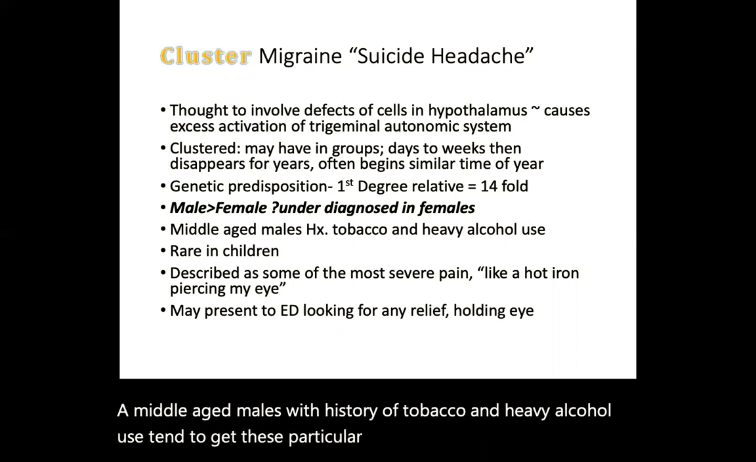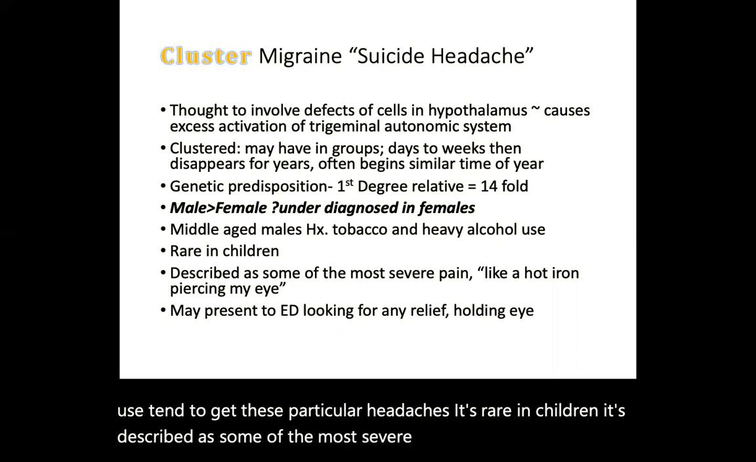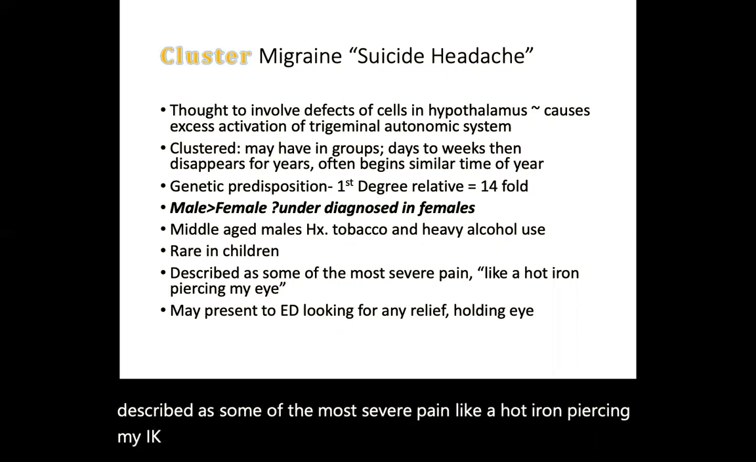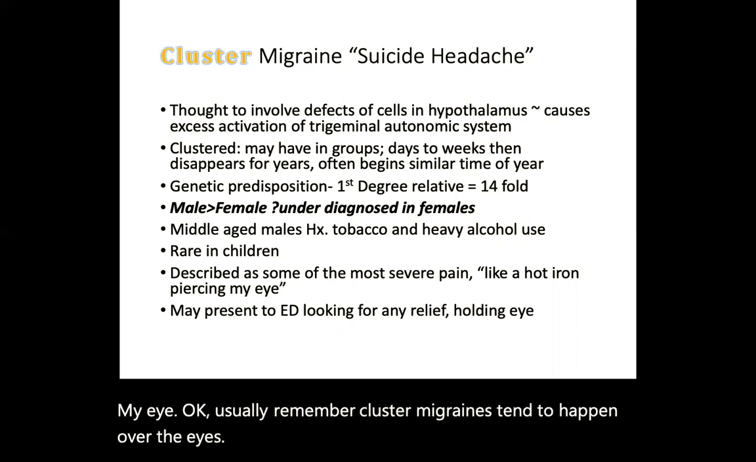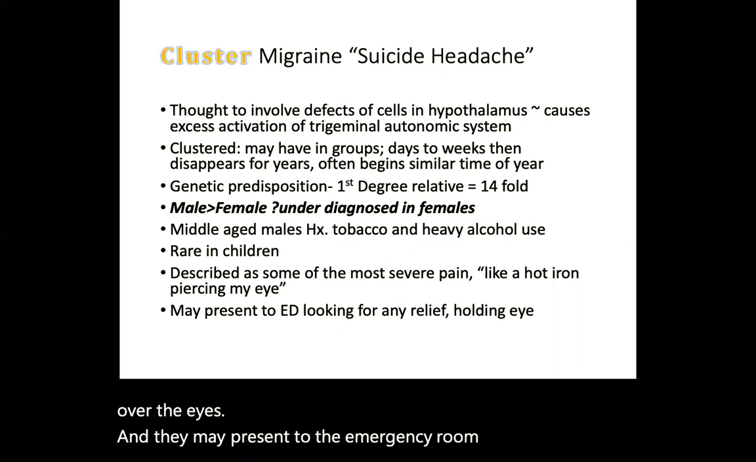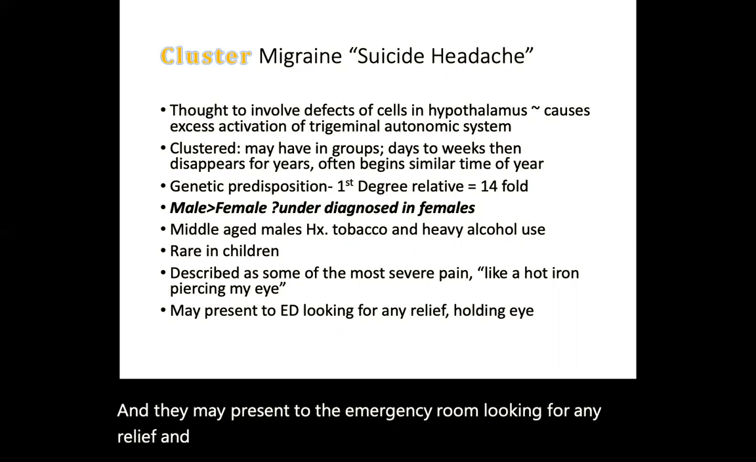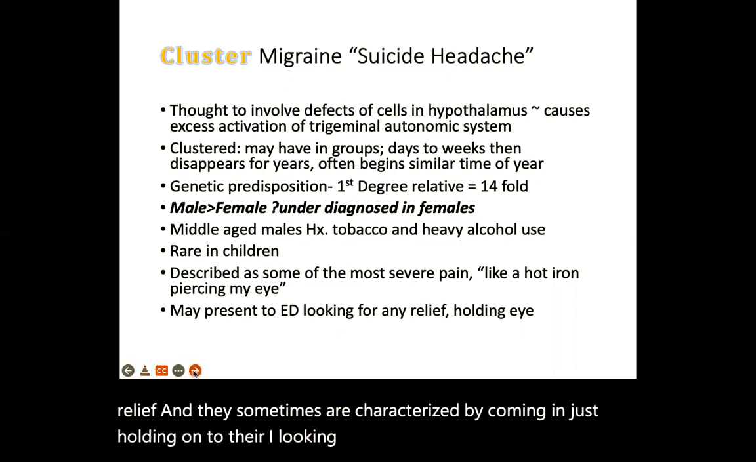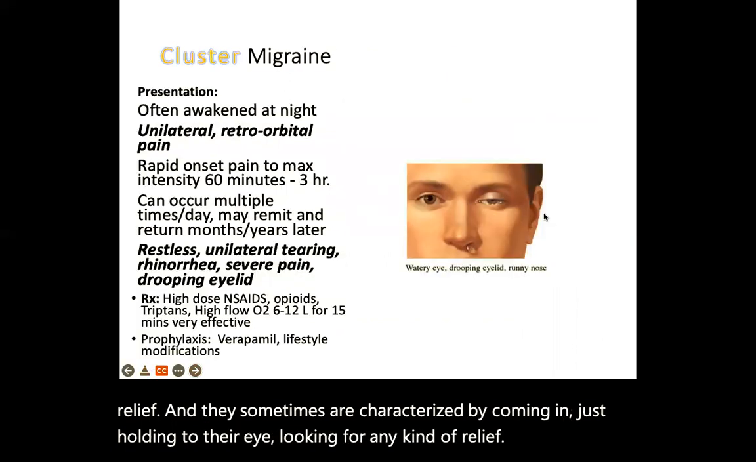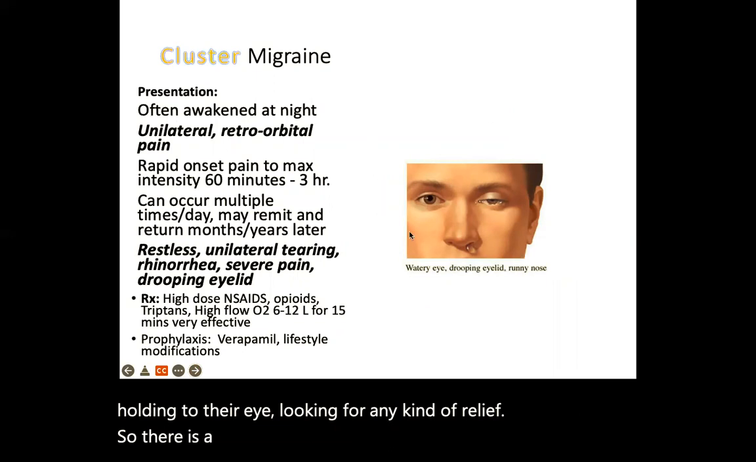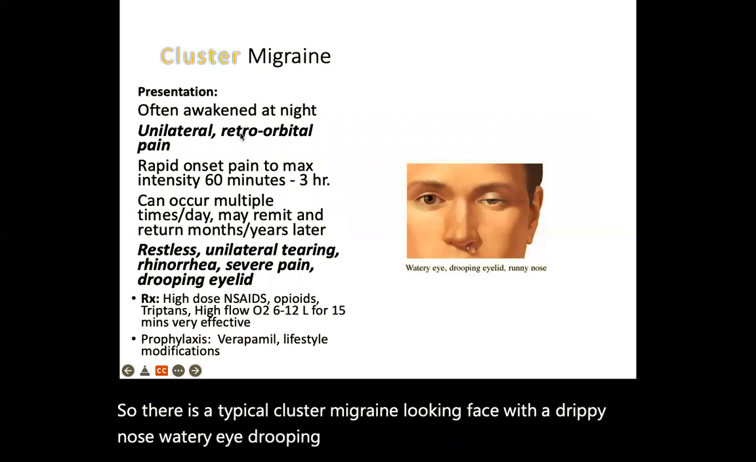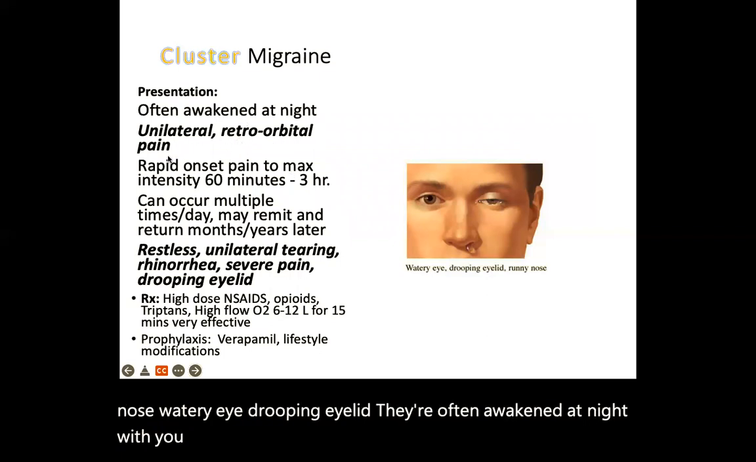It's rare in children. It's described as some of the most severe pain, like a hot iron piercing my eye. Okay, remember, cluster migraines tend to happen over the eyes. They may present to the emergency room looking for any relief, and they are sometimes characterized by coming in just holding onto their eye, looking for any kind of relief. So there is a typical cluster migraine looking face with a drippy nose, watery eye, drooping eyelid. They're often awakened at night with unilateral retroorbital pain.